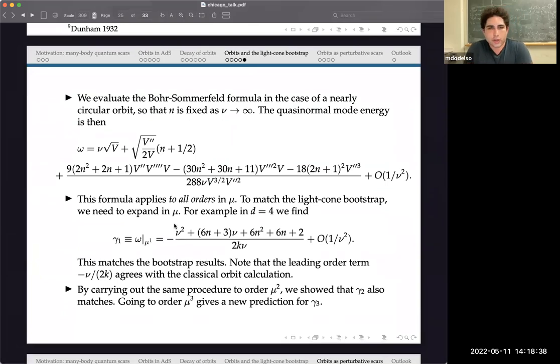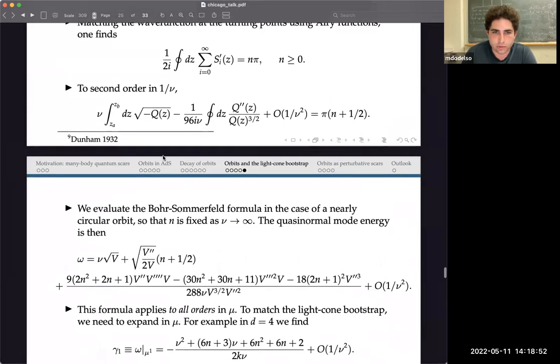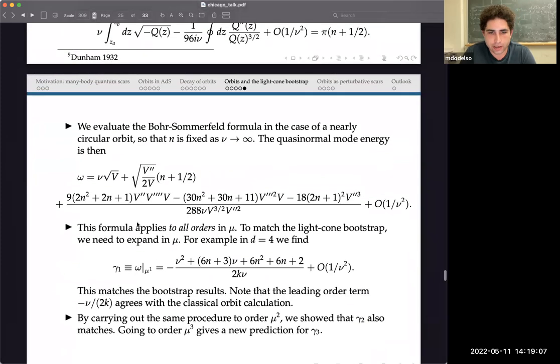Now, to evaluate this formula, we can do it easily in the case of a nearly circular orbit, which in terms of n means that n is fixed as nu goes to infinity. So you plug in these Q's, do perturbation theory about the minimum, and then solve for the energy u in a power series in nu. And you find this complicated looking expression. It's in terms of derivatives of the potential, and it certainly depends on n, the oscillation number. The really powerful thing about this formula is that it applies to all orders in the black hole mass. It's only to fixed order in 1 over nu, but it's all orders in the black hole mass.